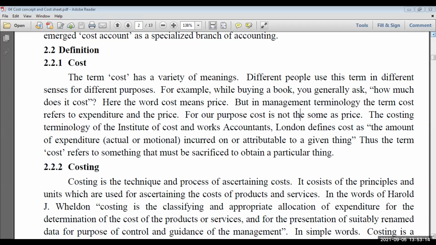Property tax will be paid on land and building, but you may have many lands and buildings. All the amount you pay on land and building cannot be treated as the property tax of the manufacturing unit. Property tax paid on the production unit, the factory premises, right? Yes.